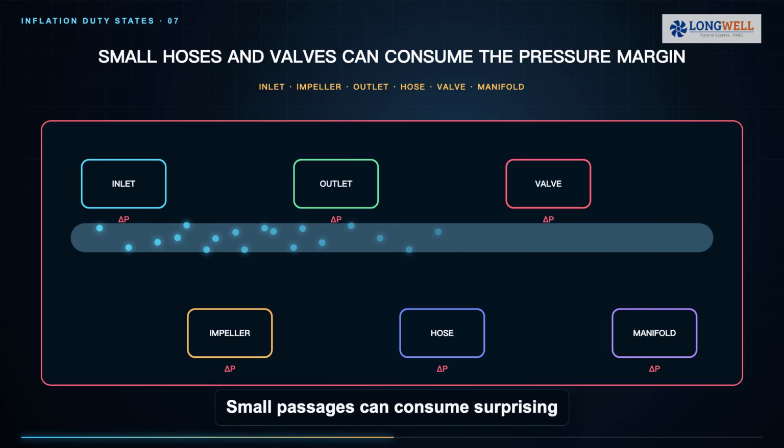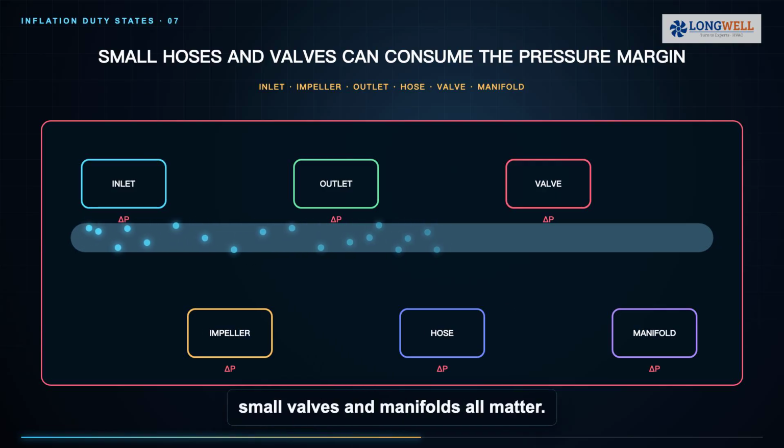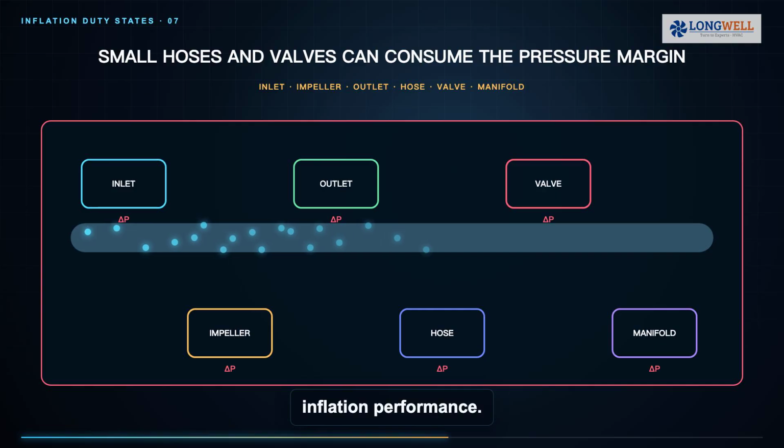Small passages can consume surprising pressure margin. Inlet guards, impeller entry, outlet transitions, flexible hose, small valves, and manifold all matter. Check for kinks, collapsed hose and partially open valves. Free air fan data cannot prove installed inflation performance.